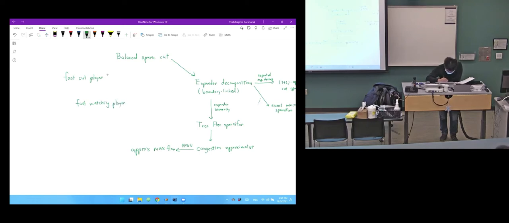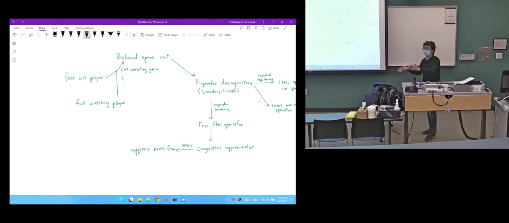And if you have both of them, you can combine them using cut matching game. And actually, cut matching game can be viewed as some version of multiplicative weight update too. And I didn't talk about this at all. I gave you some ad hoc analysis of how cut matching game works.